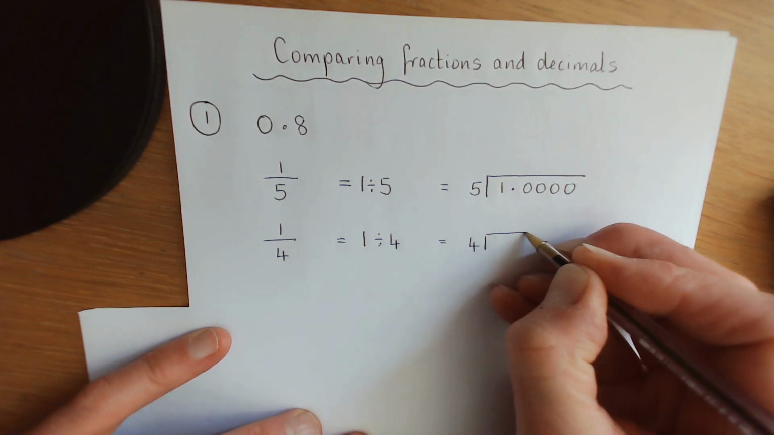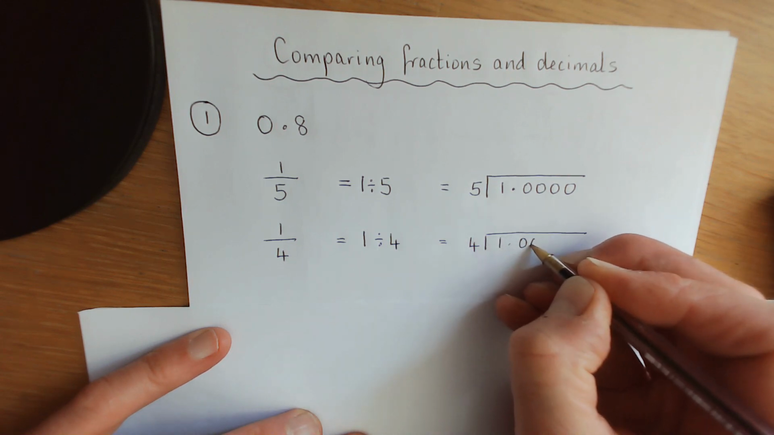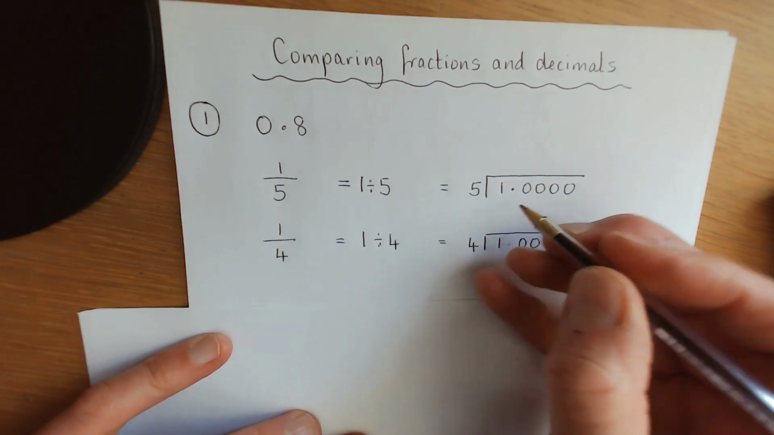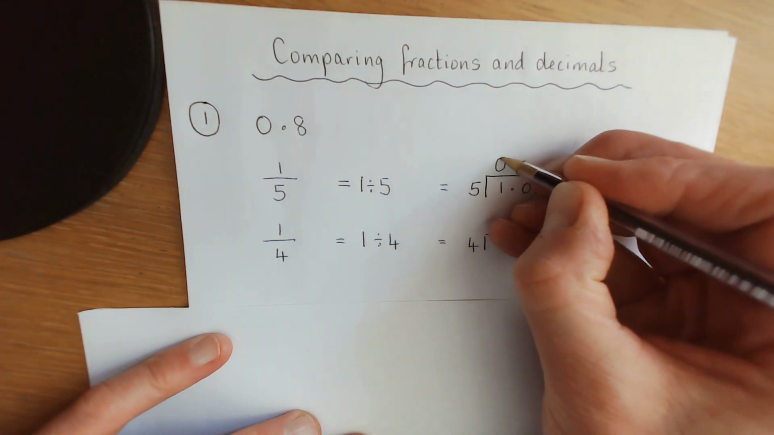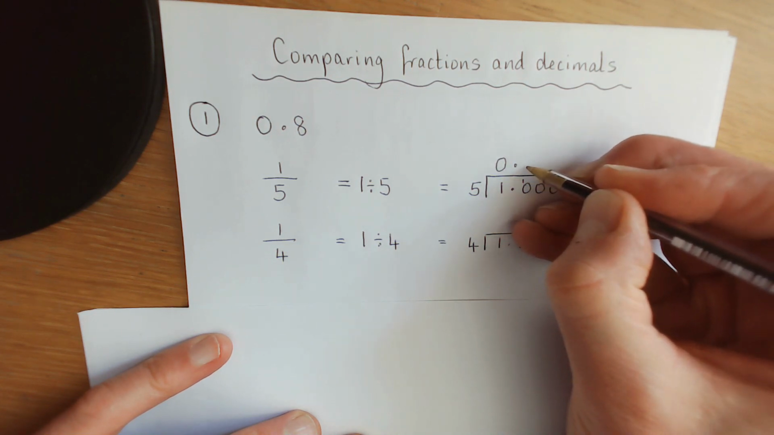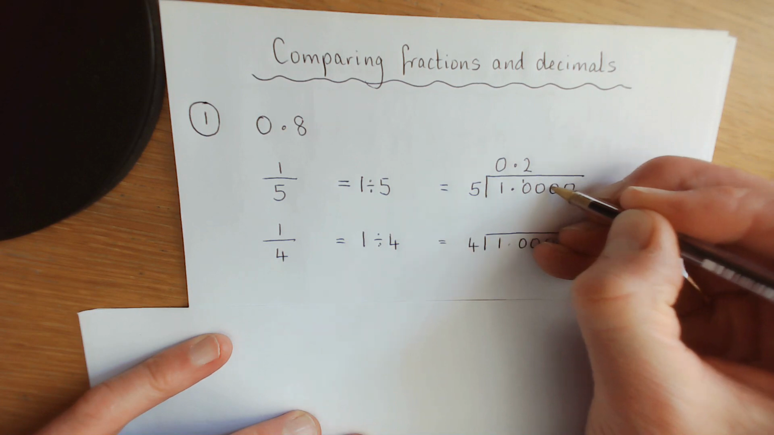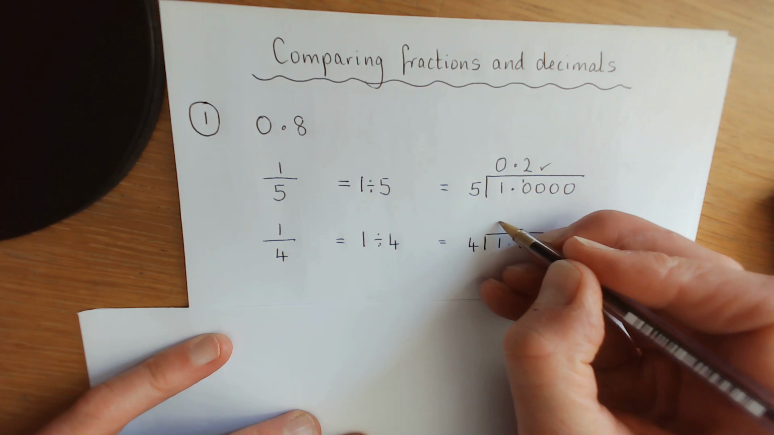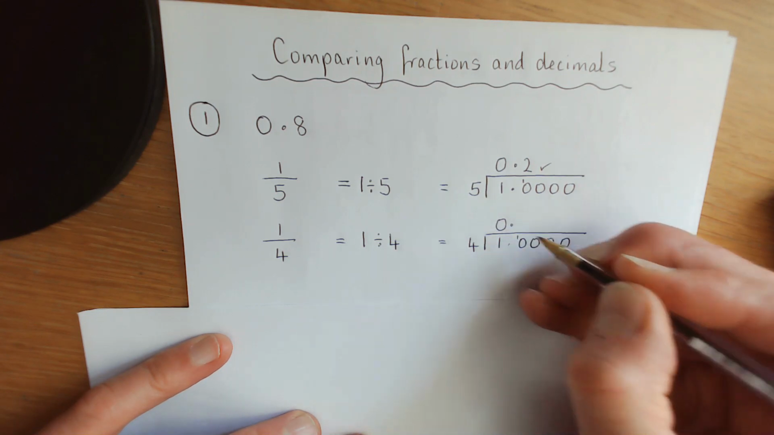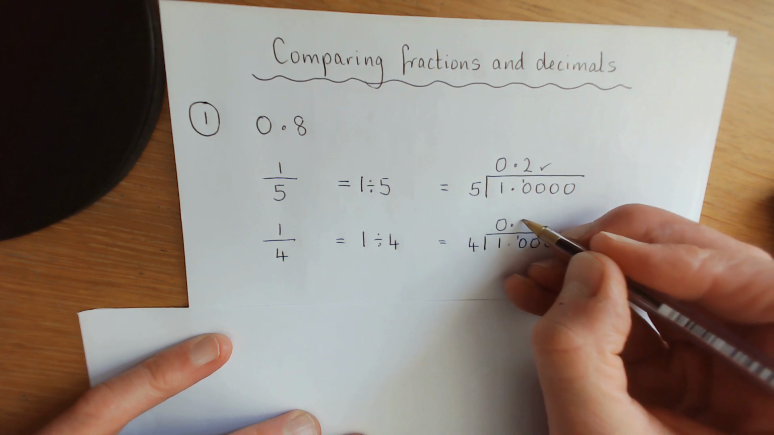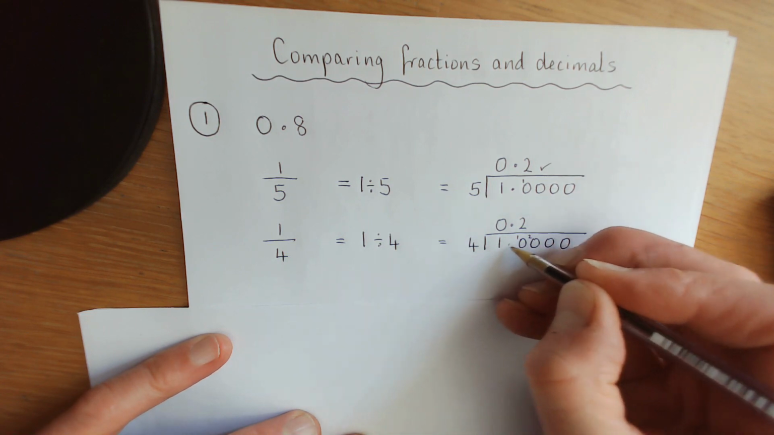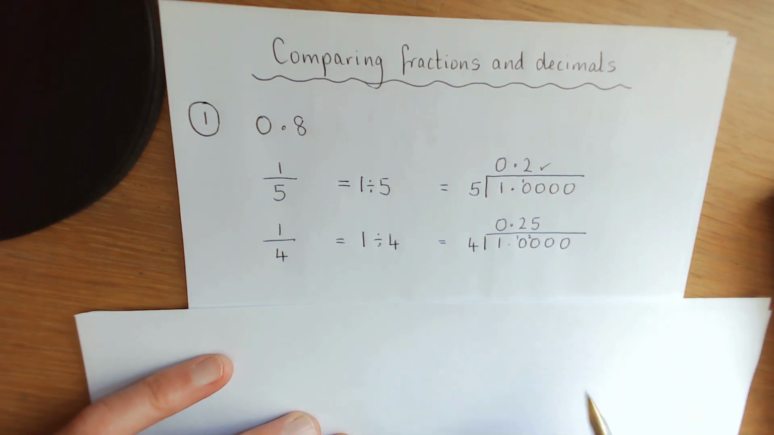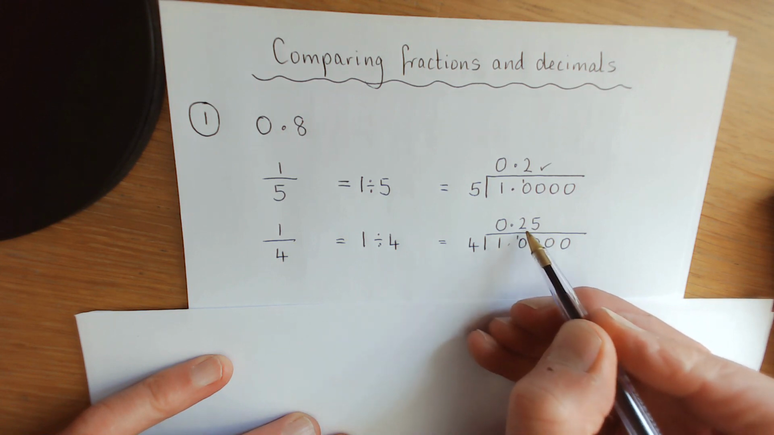We put a 4 on the outside of the bus stop and we put a 1.0 inside the bus stop with lots of zeros just in case. Let's go up here and let's cancel this 1 down. 0 remainder 1, get the decimal in the right place. 5 into 10 is 2, and we've finished. So we've got 0.2. This one, 4 into 1 is 0, 1 left over. Keep the decimal place. 4 into 10 is 2 remainder 2. 4 into 20 is 5. And we've finished. And the kids went, okay, this is the biggest number here, because 25 is bigger than 2 and bigger than 8.